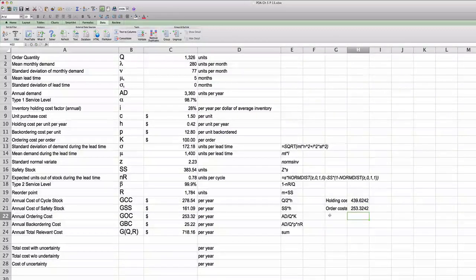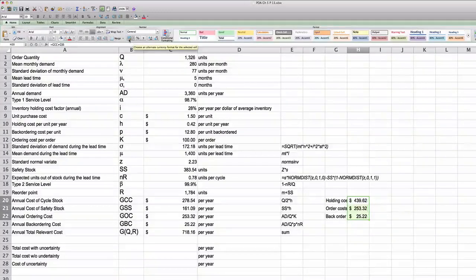$25.21. That, of course, is because I achieve a very high fill rate, and I have a very low number of stockouts per cycle, and also a fairly low number of cycles per year. So I simply don't stock out by much, which is why the value is so low. So this answers part B of question 13.